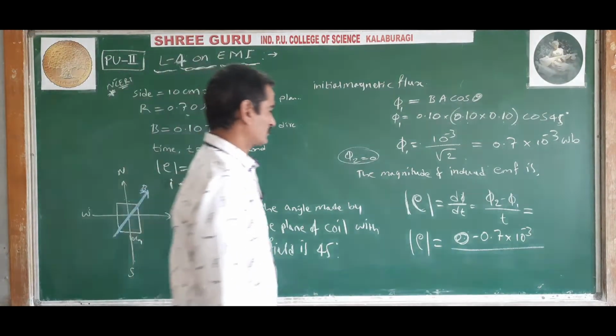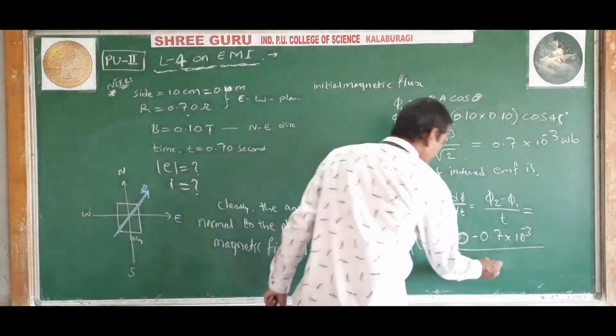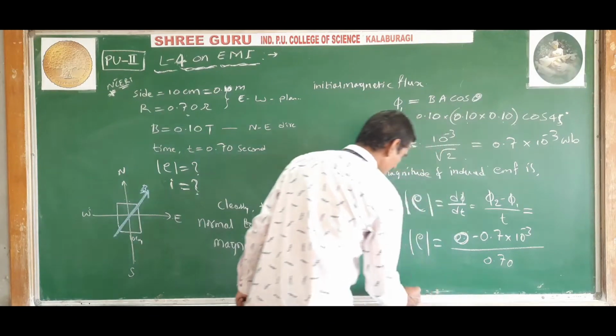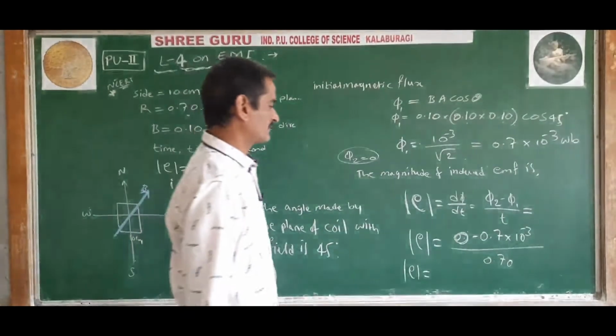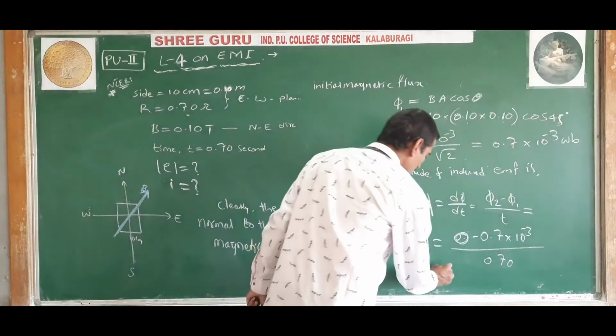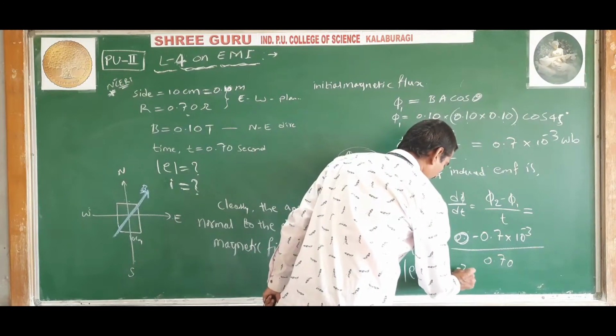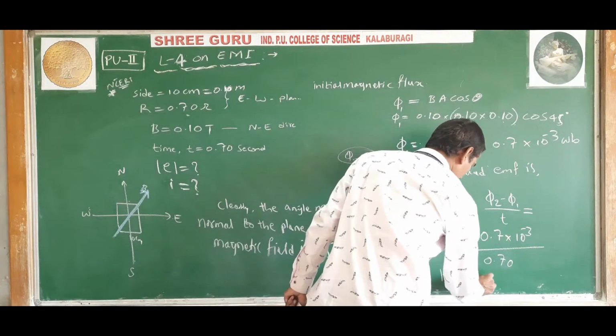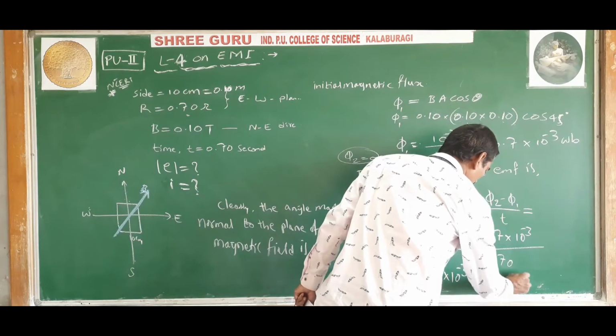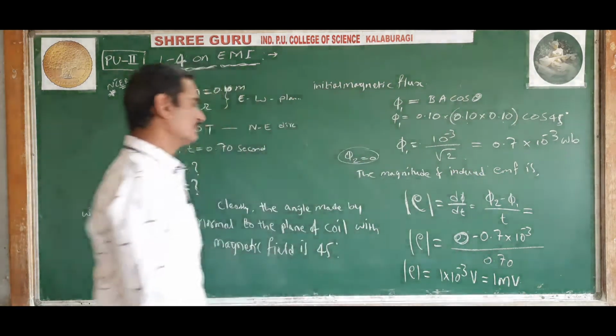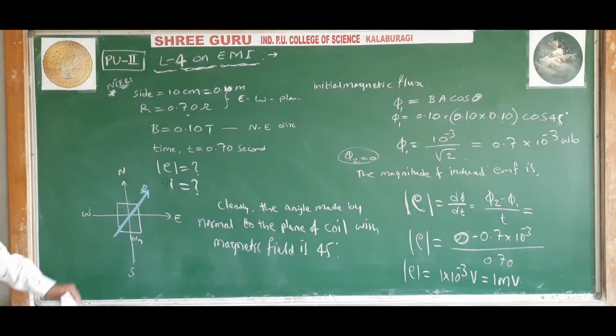t, the time taken, which is 0.70. So the 0.7 cancels, and you will get 1 into 10 to the power minus 3 volt, that is 1 millivolt. So this is the magnitude of induced EMF.